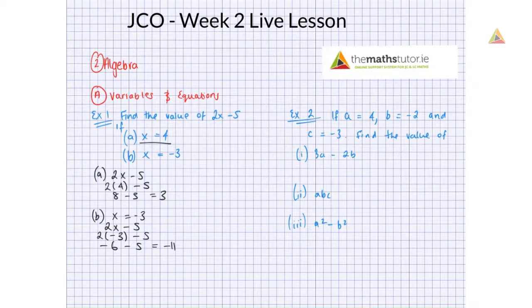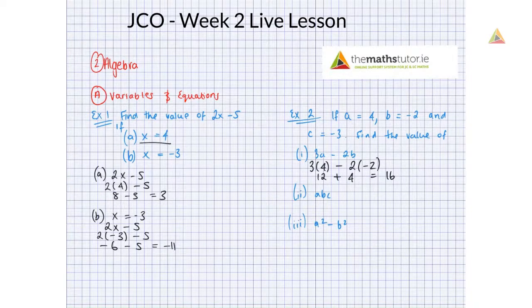So we're going to slot in our values. So 3A minus 2B. Anywhere you see A, you're going to put in 4. And anywhere you see B, you're going to put in minus 2. So I'm going to rewrite that. So 3 by A, which is 4, take away 2 by B, which is minus 2. So 3 by 4 is 12, take away. Now, be careful here. Minus and a minus always give you a plus. So we're going to change that to a plus. 12 plus 4 gives you 16.